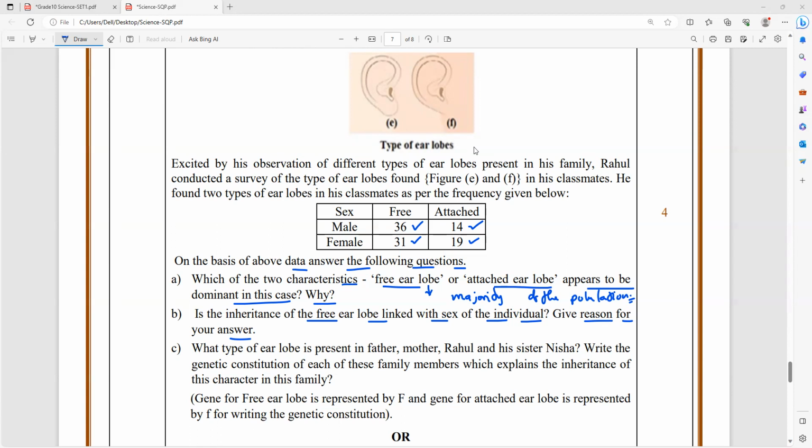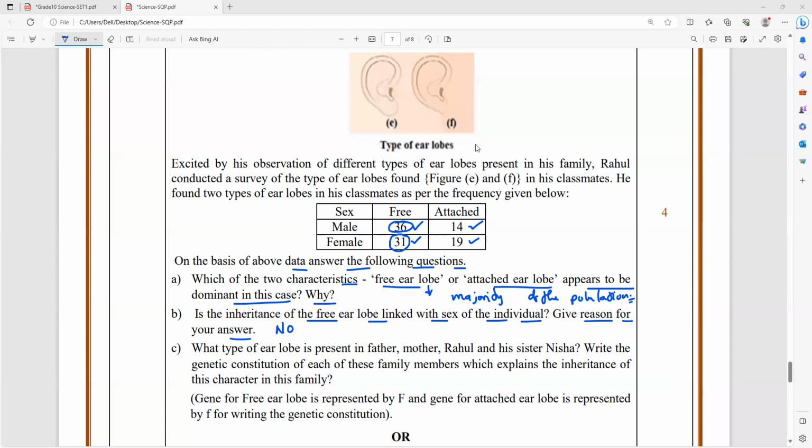As per the data, if you observe here, the family as well as the class, it is indicated that free earlobe is present in both males and females. Does it depend on the sex of the organism? Is it present only in males or only in females? No. It is present in every organism, so it is not linked with the sex of the individual. Are you clear, everybody?